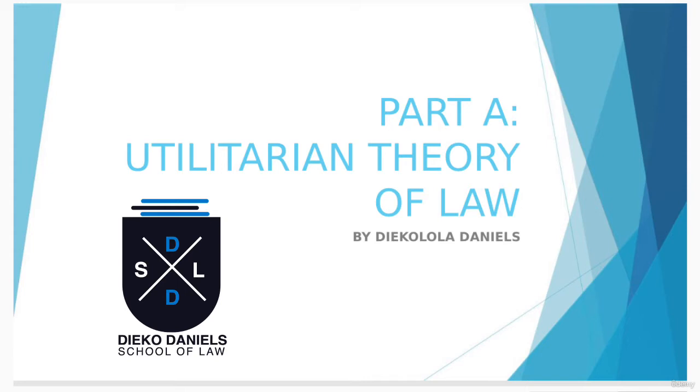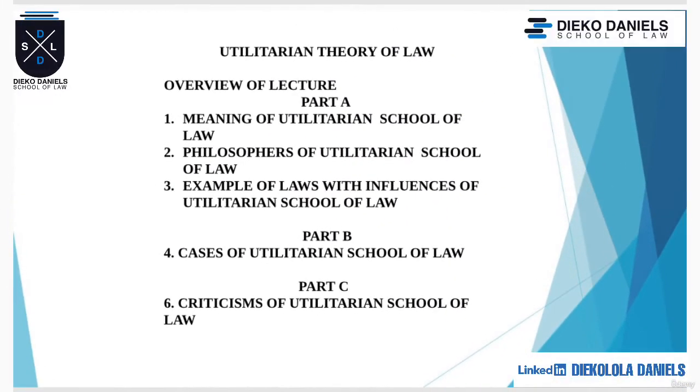So today, like I said earlier, we will be talking about the utilitarian theory of law. And before we go straight into the lecture, let's look at an overview of our lecture. This lecture will be divided into parts A, B, and C, which tells us that there are three parts. In part A, we will be talking about the meaning of the utilitarian school of law, or theory of law as you may like to call it. We'll be talking about the philosophers of the utilitarian school of law or theory, and the examples of laws with the influence of the utilitarian school. Part B will be about cases of the utilitarian school of law, while part C will be about the criticism of the utilitarian school of law.